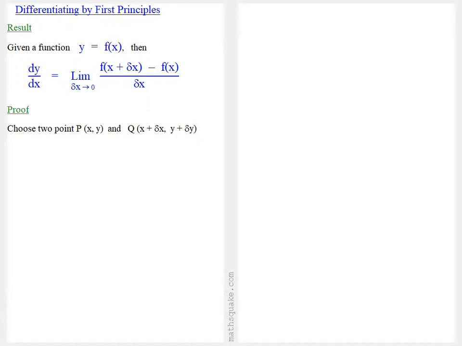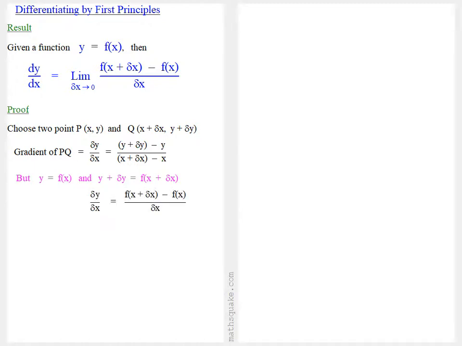with coordinates x plus delta x, y plus delta y, and the gradient of PQ we have shown is delta y over delta x, or we could write that as y plus delta y minus y over x plus delta x minus x. But y is f of x, and y plus delta y is f of x plus delta x. So substituting those in the equation above, we have delta y over delta x is equal to f of x plus delta x minus f of x, all over delta x.